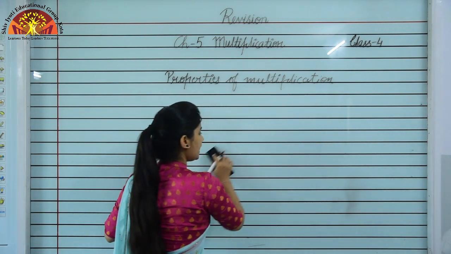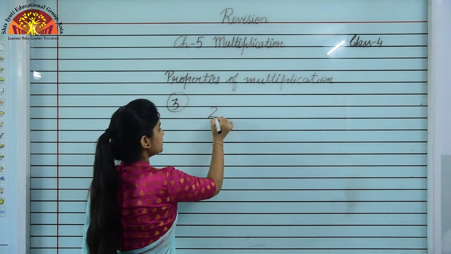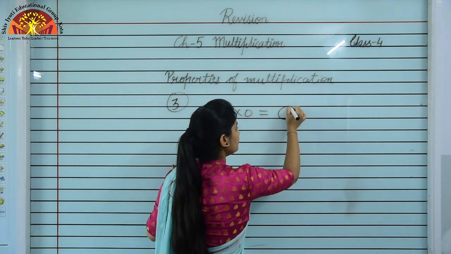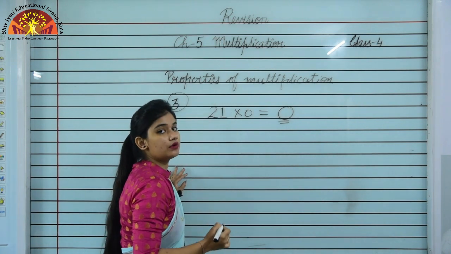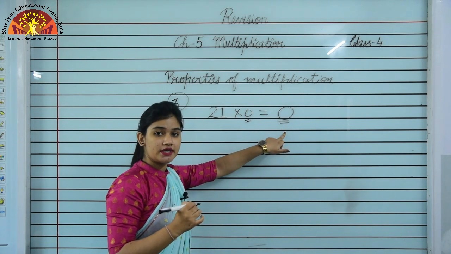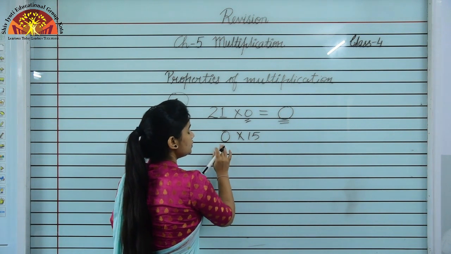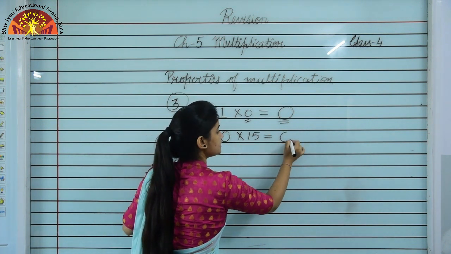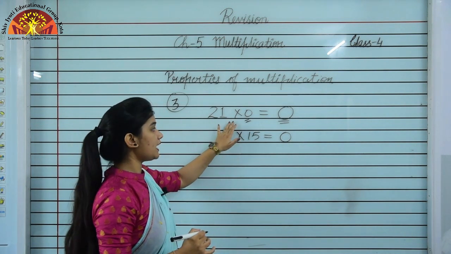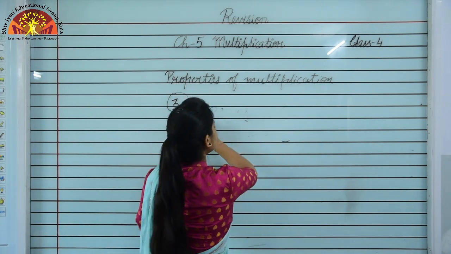If we multiply any number by 0, the third property, the product will always be 0. Any number you multiply by 0, the product will always be 0. What will the answer always be? 0. If you are doing 0 into 15, the answer will be 0. Is it clear students? So this is the third property. If you multiply any number by 0, the result will be 0. Now we'll see the next property.